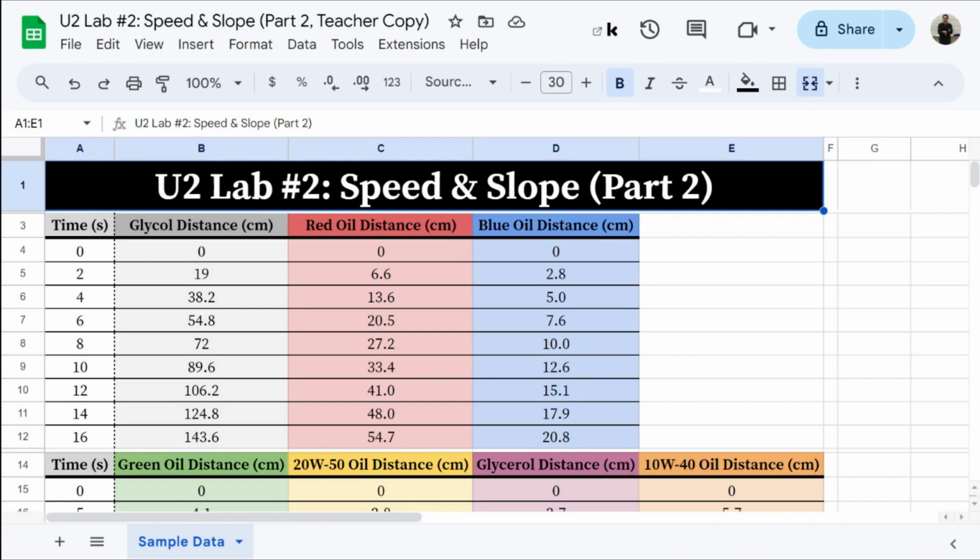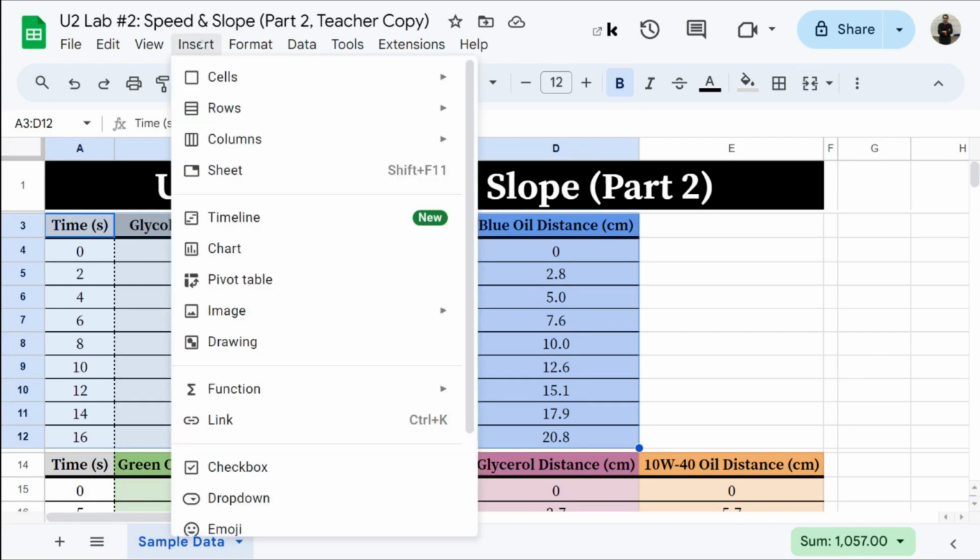So, in order to compare these, I'm going to put them all on the same graph, which means for this set of times that I have here, every 2 seconds basically through 16 seconds, I'm going to highlight and include all of these distances in centimeters for these three liquids. If I go up here to insert, I can insert a chart just like we've done before. It's just this time I have multiple things that have gone some distance in that specific amount of time.